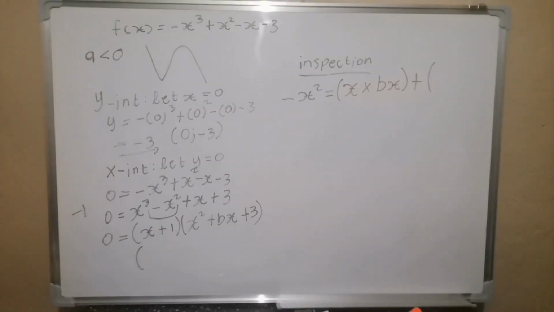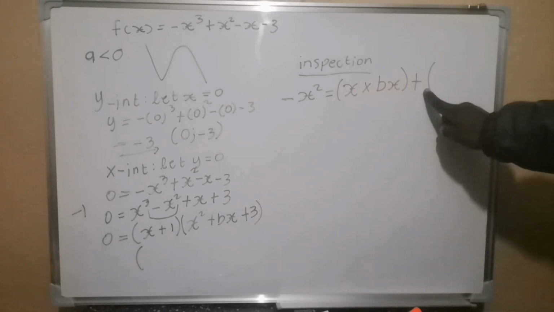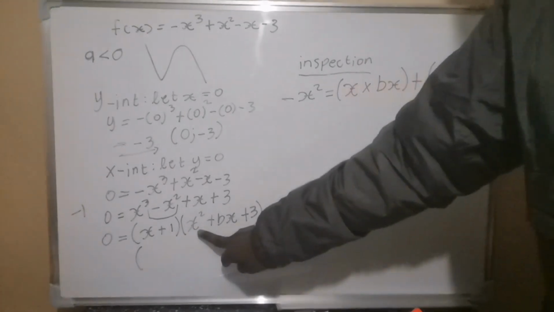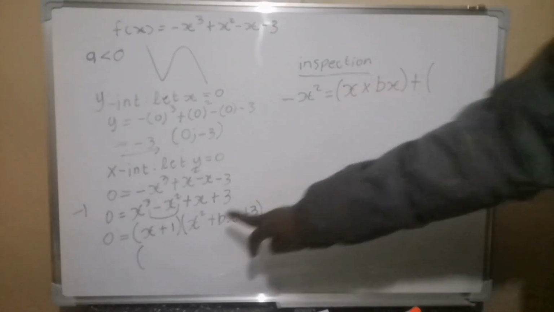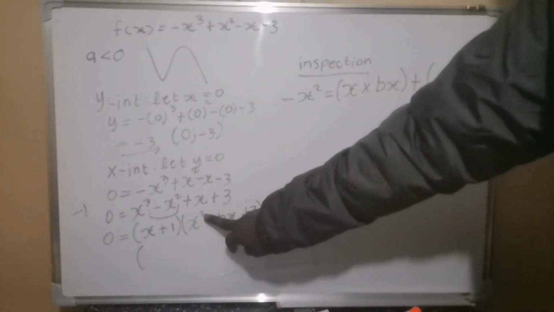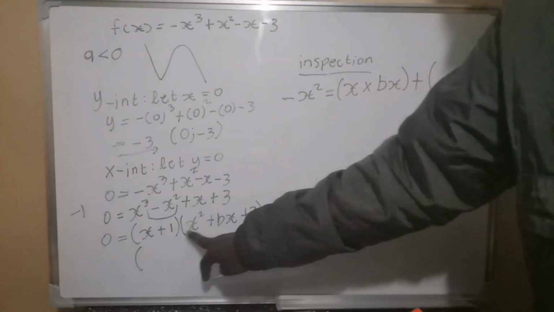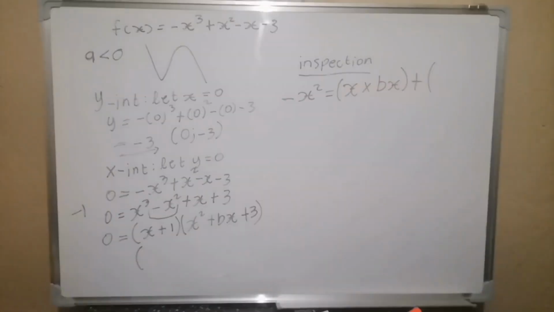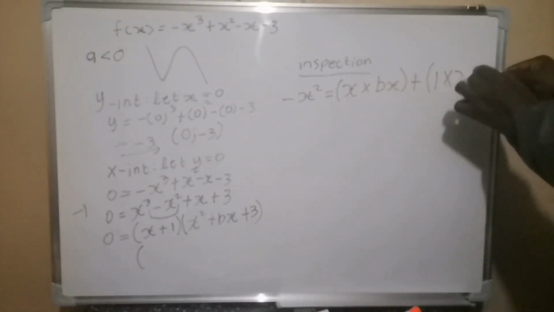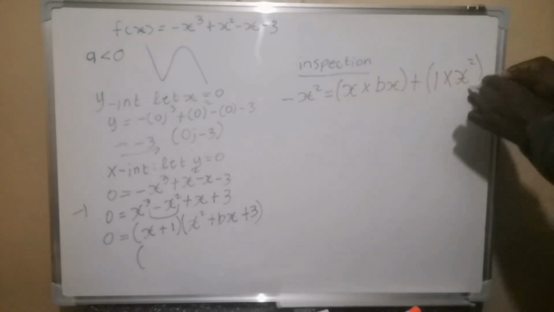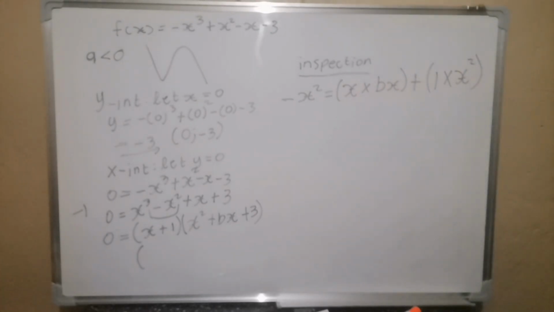I'm going to write on top here. 1 times x squared, as long as I get something with a squared, it's not a problem. But I only need 2. So 1 times x squared is x squared. It applies also.